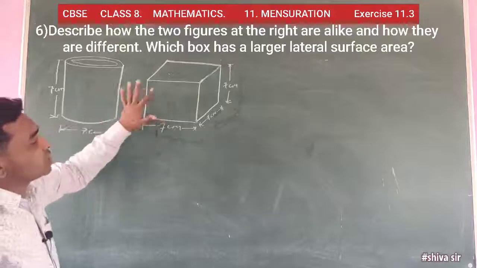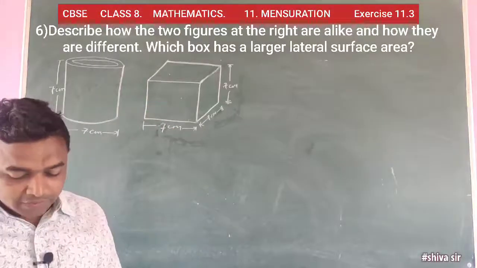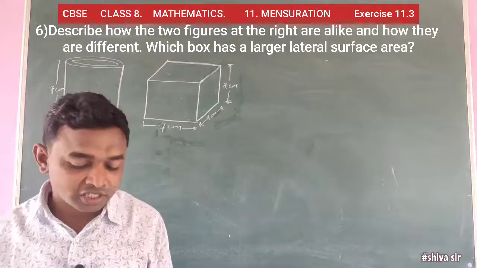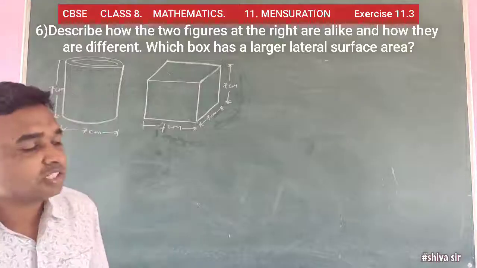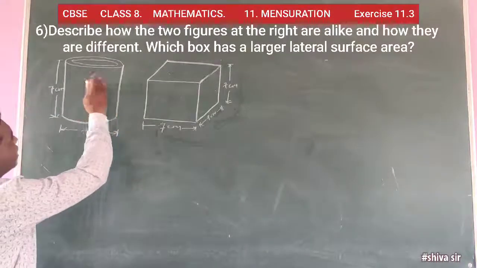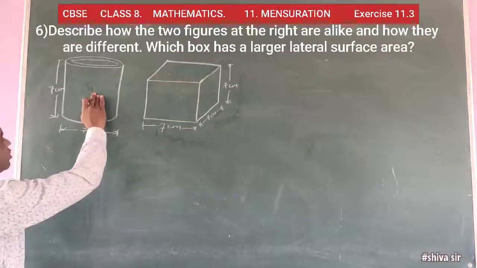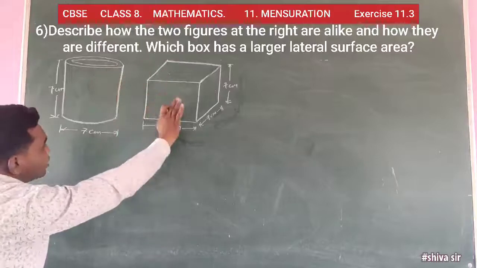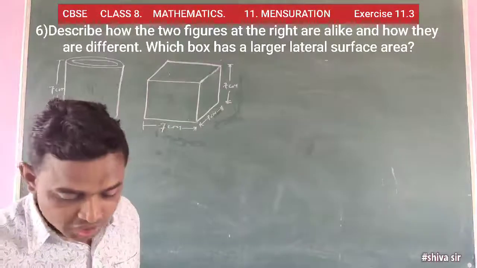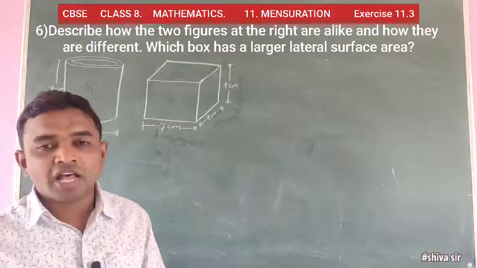Means the figure is given. One is a cylinder and another is a cube. And we have to answer the question, which box has the larger lateral surface area? So here one is a cylinder and the second is a cube. We have to find the lateral surface area of the cylinder and the lateral surface area of the cube, and after that decide which lateral surface area is larger.